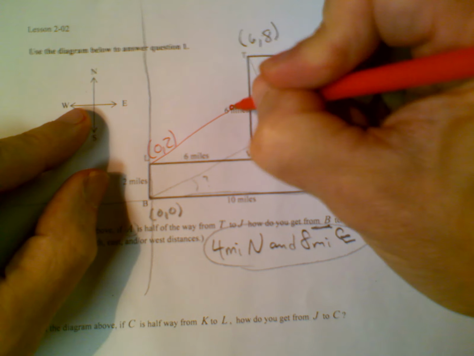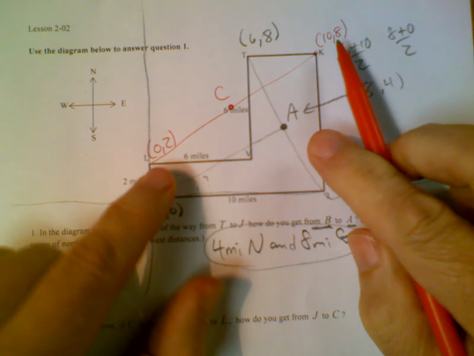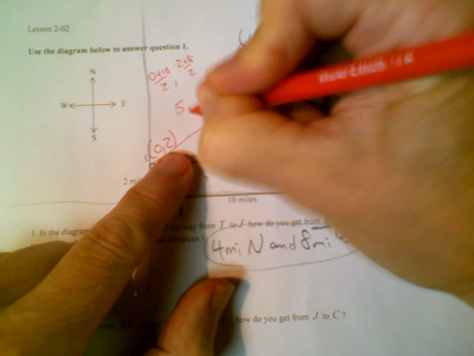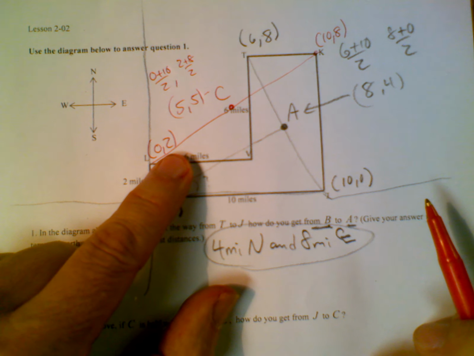So C is about there. What are its coordinates? Well, it'd be the average of 0 and 10, and then the average of 2 and 8. So that becomes 5, 5. There's the coordinates of point C.